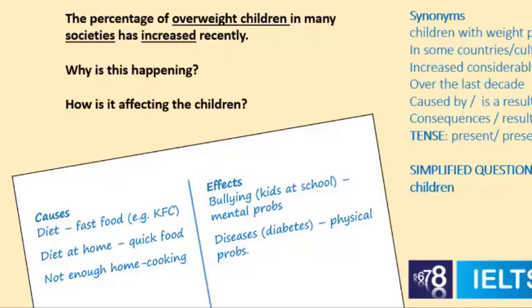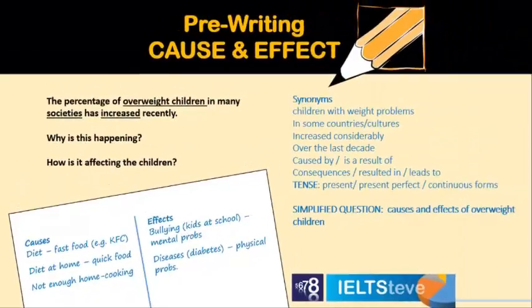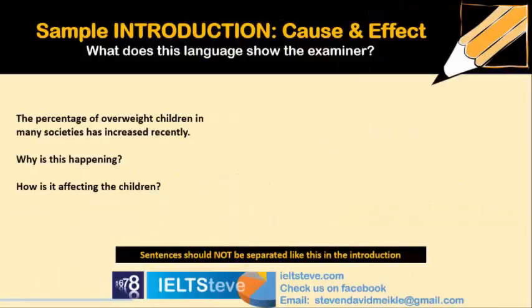So once we've done that, that's our pre-writing. We know that we've got 2 body paragraphs there. We know how we're going to write it. We know the topic. We know the synonyms. We know the tense we should be using. So now it becomes easier to think about the introduction. So that's the same question you've just looked at. And now let's look at how they are writing the introduction.